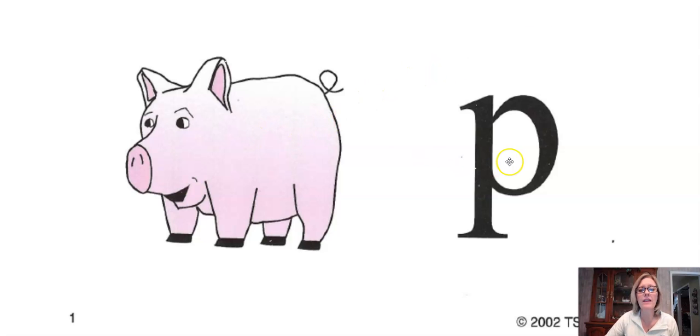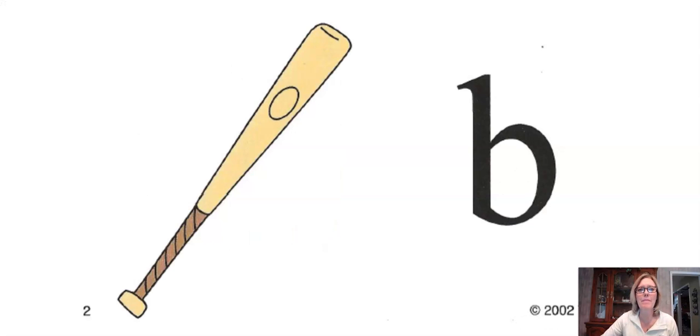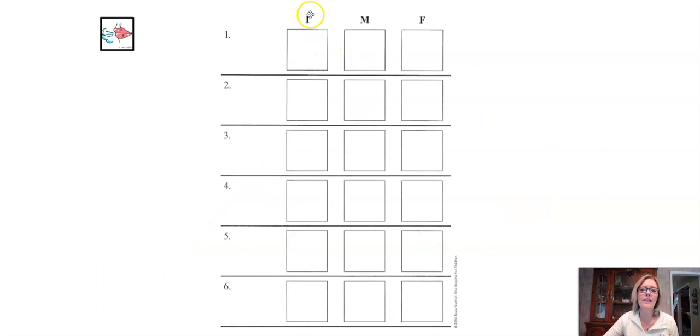So we had pig, P, and bat, B. Now we didn't quite finish this lesson. We were working with initial, medial, and final sounds. The reason we do this is because when we're trying to figure out words, we need to put the sounds in order. So we need to put the first sound, then the middle sound, and then the final sound. So when we sound a word out, we'll be able to figure that word out. We'll know which order to put those sounds in.